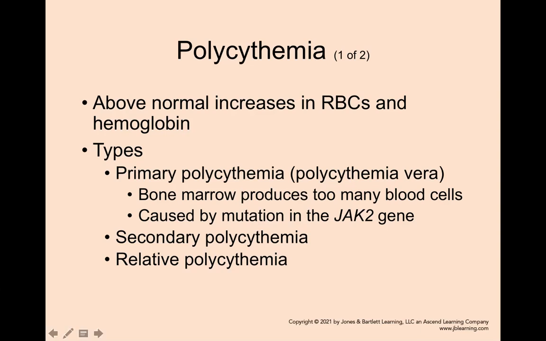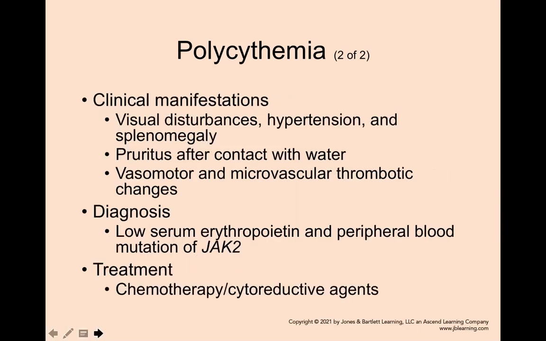These folks will have visual disturbances, high blood pressure. They may have a large spleen. They may have pruritus or an itch after coming in contact with water. And they may have vasomotor or microscopic vascular thrombotic changes, cyanosis in the fingertips. This is checked with diagnosis by a low serum erythropoietin and a peripheral mutation of the JAK2. So that would be done through a serum electrophoresis.